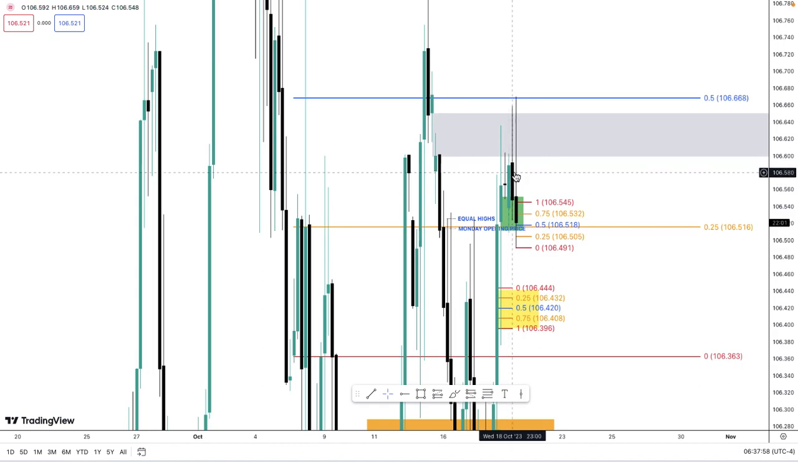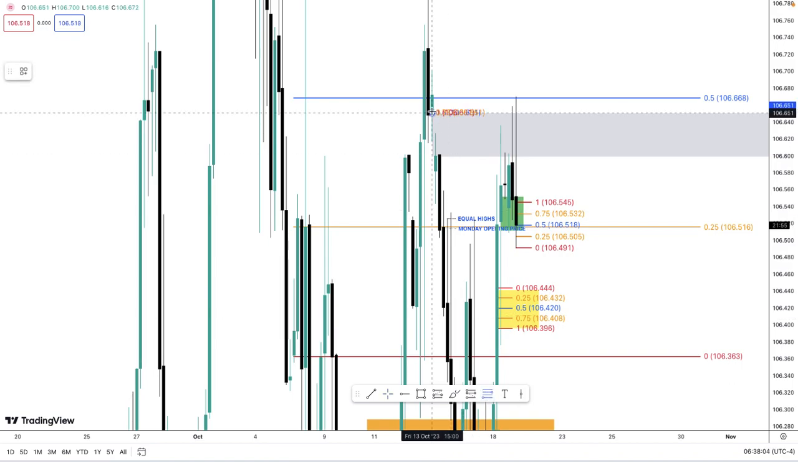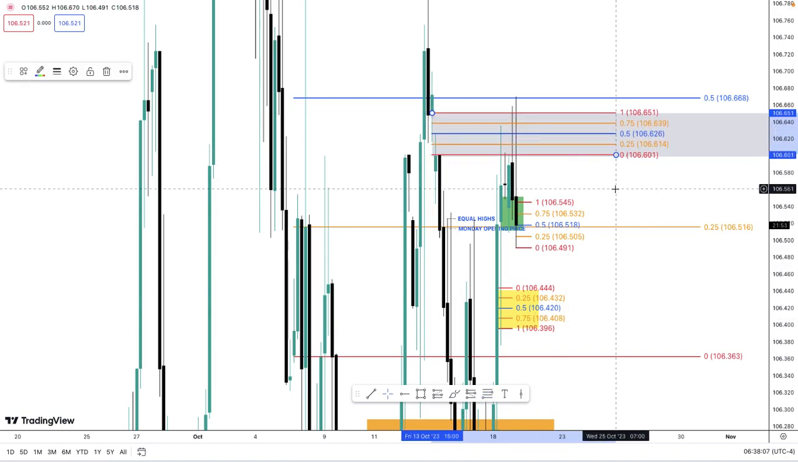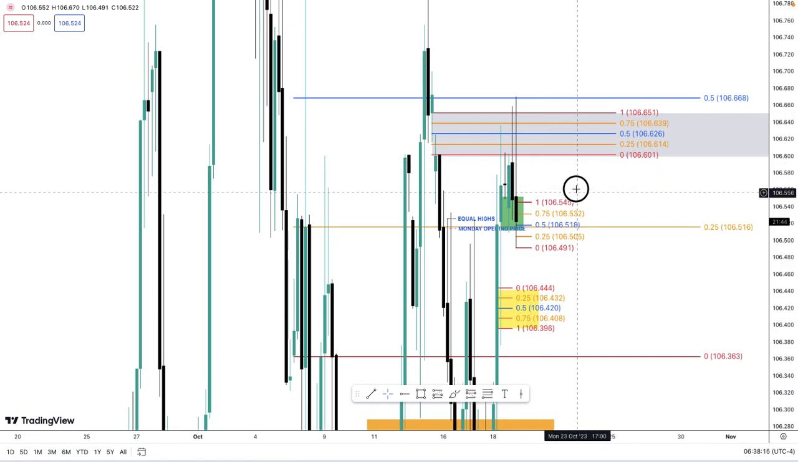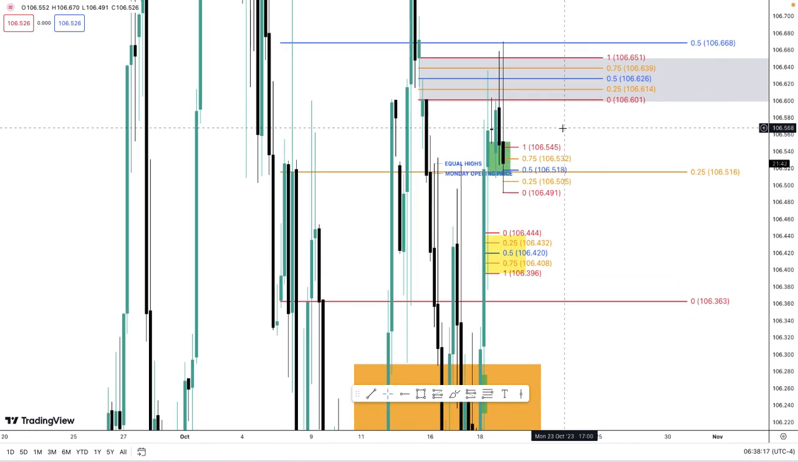As you can see, in terms of bodies, none of the bodies have closed inside any of the quadrants. If I put quadrants, none of the bodies are inside the quadrants. So that's a significant price that is still acting as some sort of resistance.